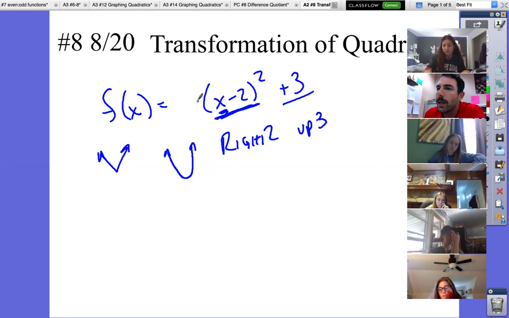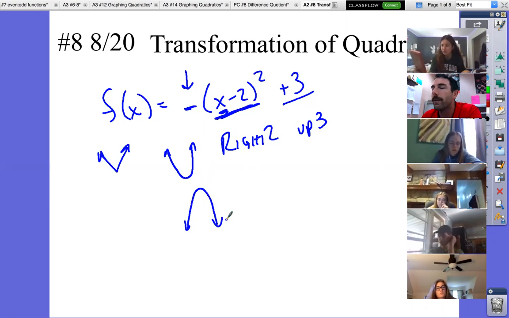Now we're going to concentrate on graphing this. By the way, what do you think if I put a negative in front of here? What's that negative do? It flips the graph. Yeah, it flips it upside down, or it reflects it over the x-axis, and that's it. So you guys already know everything about this. You just don't realize that you know it.